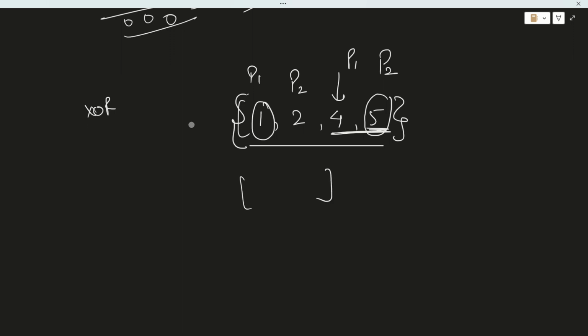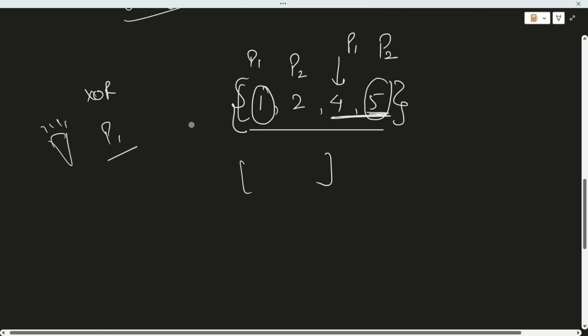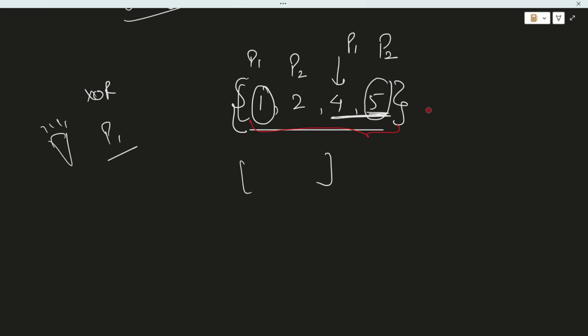Now the winner is player 1. I hope you are getting my point. Okay. Now see, if I explain this, here all the values are different. We have to take all the assumptions.